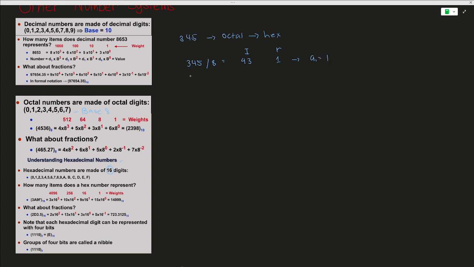So, what's next? Si 43 ngayon na integer, i-divide mo siya ulit kay 8. And the same process pa rin. So you have 5 here and 3 here. So your A2 is equal to 3. So si 5 ngayon, pag dinivide mo siya kay 8, alam natin na wala na siyang integer, pero yung 5 yung kanyang remainder. So your A3 is equal to 5. So that means 3, 4, 5 in decimal is equal to 1, 3, 5 in octal.